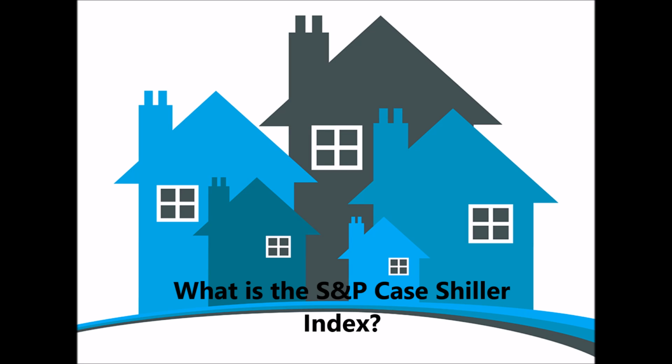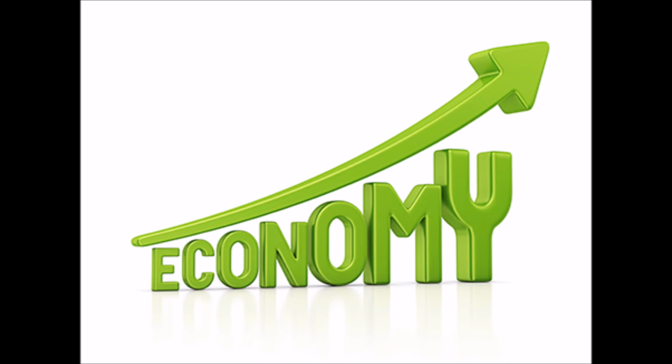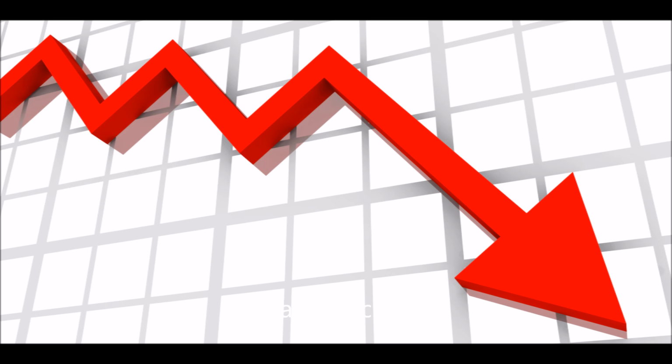What is the S&P Case-Shiller Index? First of all, it's not really just one index. It's multiple indices that measure housing prices all across the nation, and it gives us insight as to how the economy is doing based on whether or not people are buying homes. If the index is going up, we know there is a demand for homes and that the economy must be doing well. If it's going down, we know that people aren't buying homes and that the economy must not be doing as well.